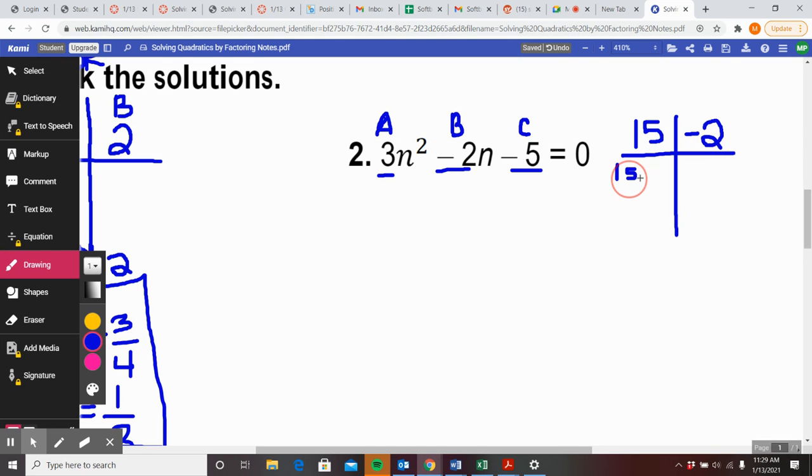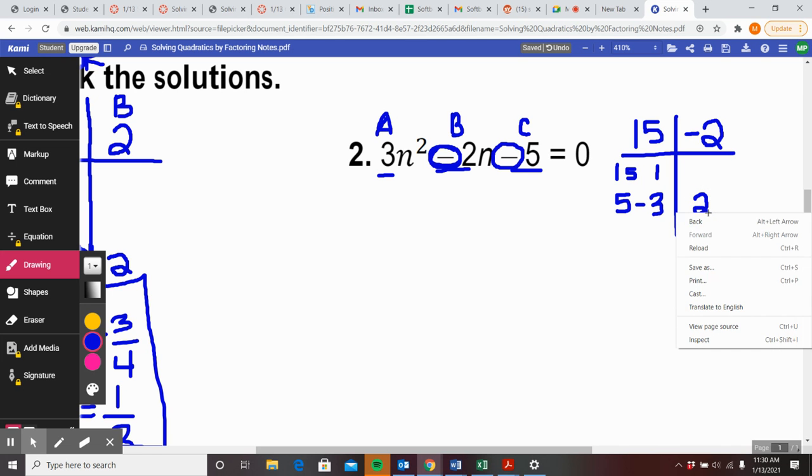So we got 15 and 1, 5 and 3. Okay, are we adding or subtracting those factors? Subtracting. So here's a quick thing that you can remember. If you're subtracting and your B is negative, the bigger number of the two is negative. Because 5 minus 3 is a positive 2. So when that happens, all you have to do is flip the signs. Make the bigger number negative and the smaller number positive, because negative 5 plus 3 is negative 2. Does that make sense at all? Yeah? Okay.